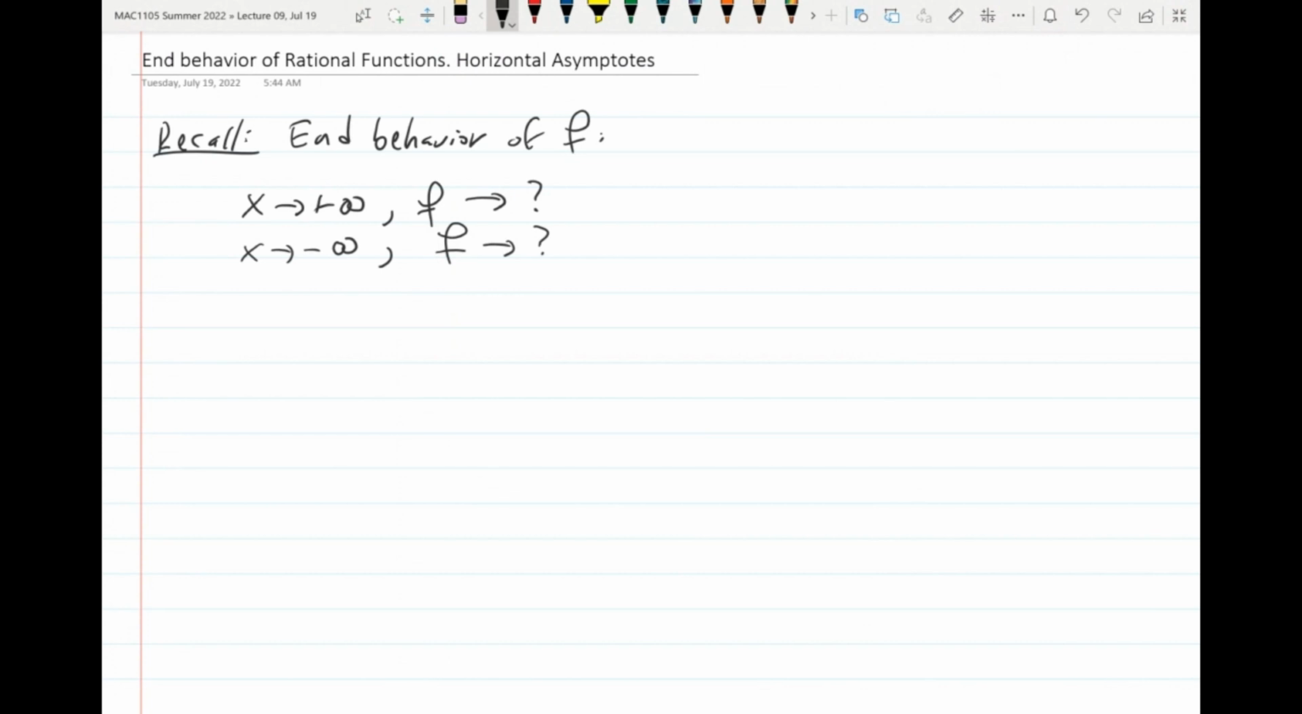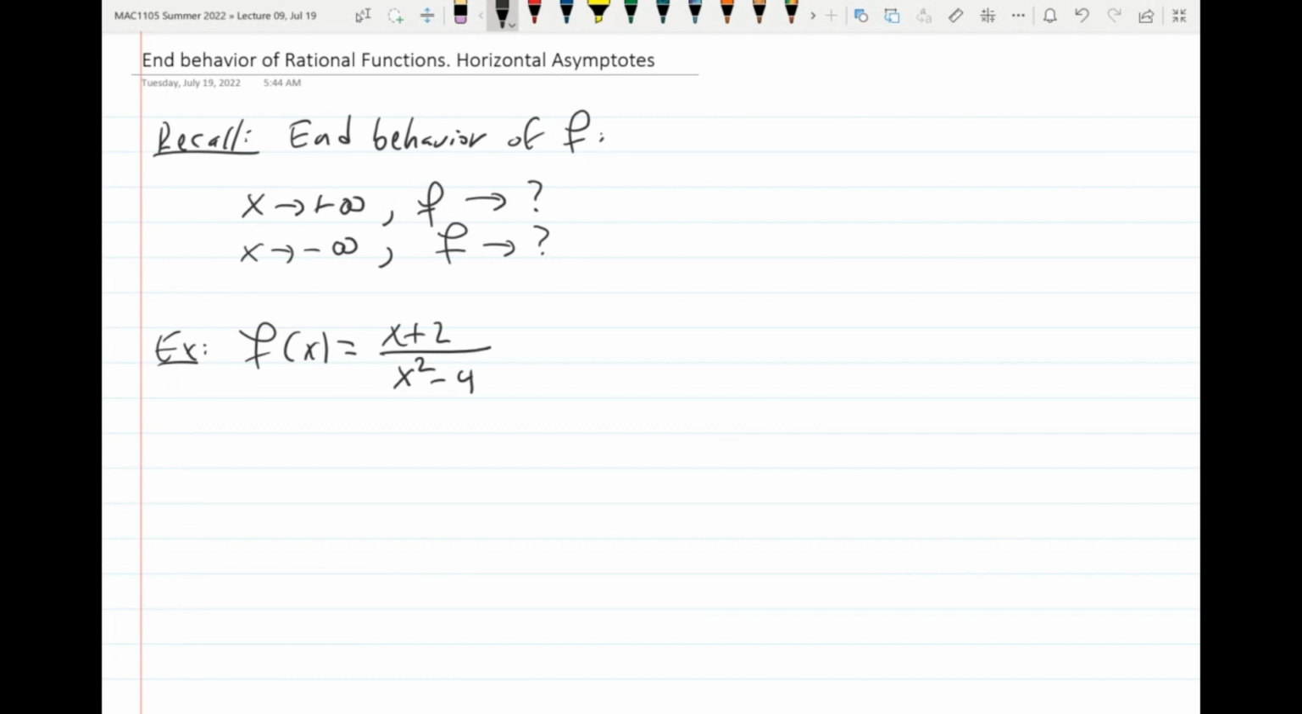So we saw this for polynomial functions, and we saw that this is governed by the leading term of a polynomial function. Now let's see what we can say about the end behavior of rational functions. So, for example, let's say we have the first rational function that we're working with, x plus 2 over x squared minus 4. We know that this function has a vertical asymptote at x equals 2, and it has a hole at x equals negative 2, right? We analyzed this last time.